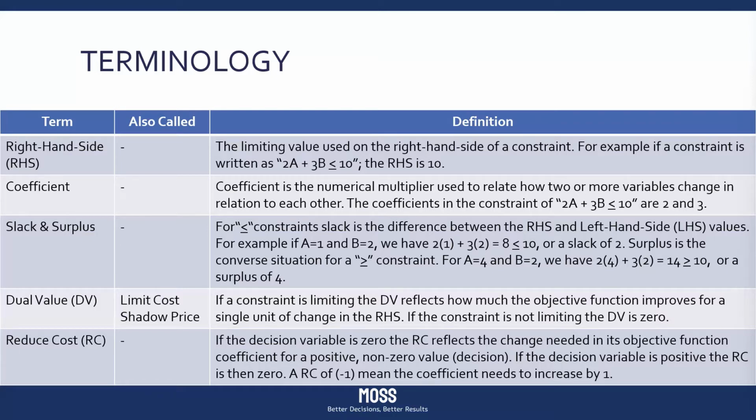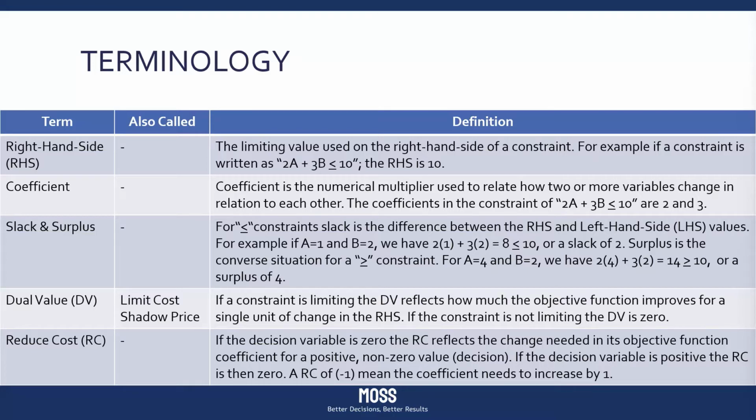So if we just flip that sign around for the 2a plus 3b greater than or equal to 10 and assigned a value of 4 to A and 2 to B, we would have 2 times 4 plus 3 times 2, which is 14, which is greater than or equal to 10. So again, here we're satisfying the constraint. And if we take the difference between the right-hand side and the left-hand side, we would say that we have a surplus of 4.